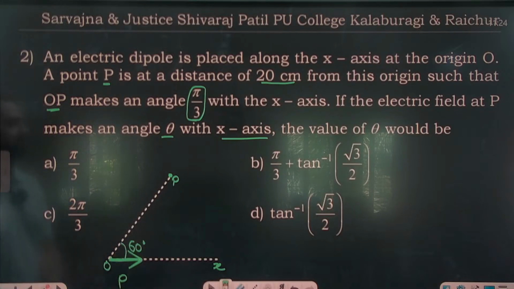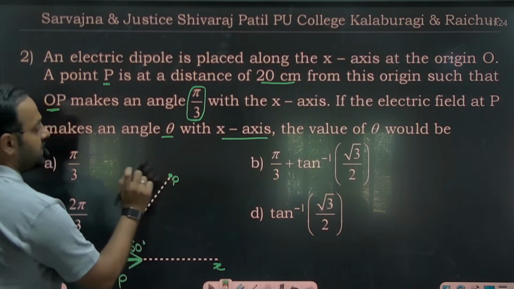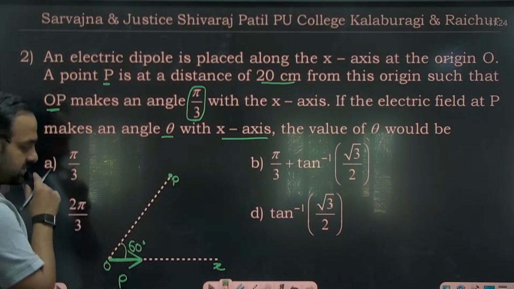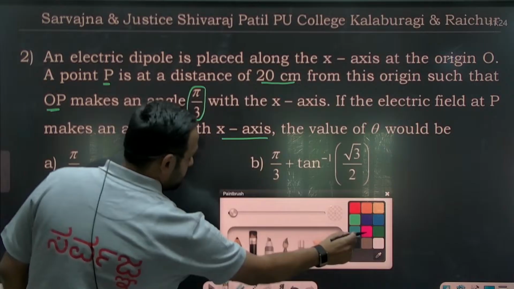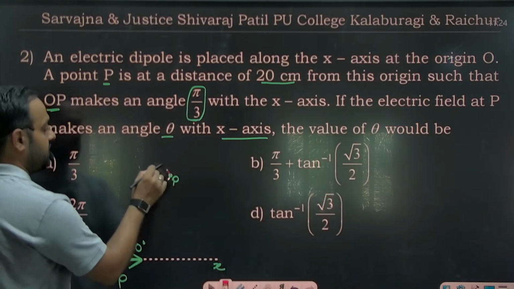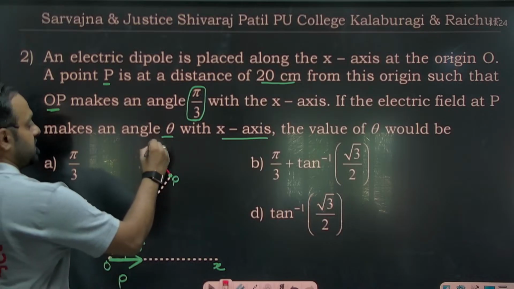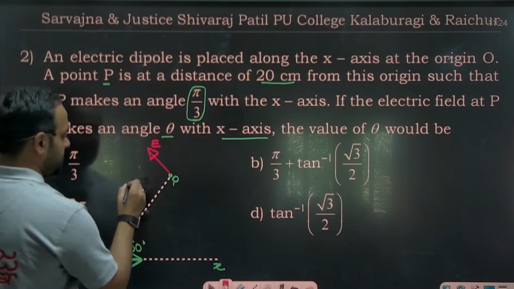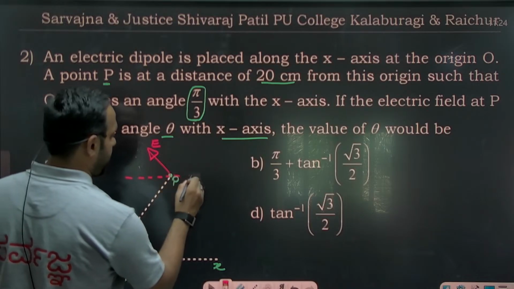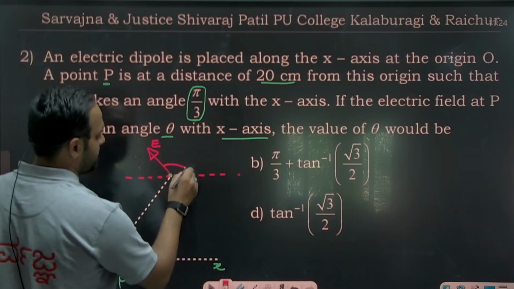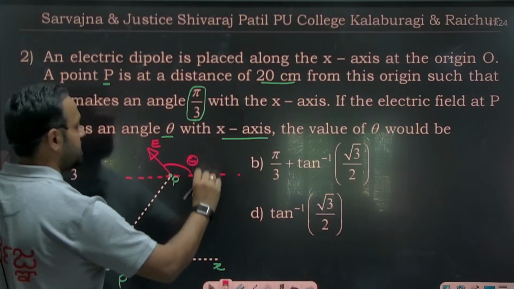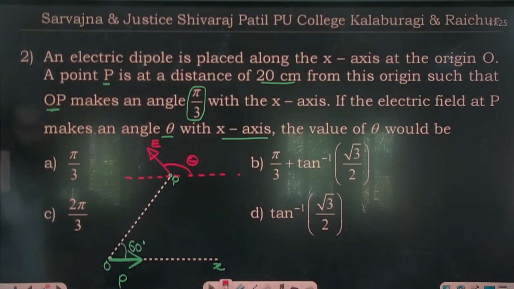60 degree with x-axis. Now at point P, the electric field is making an angle of theta. At point P, the electric field, let's say the electric field is somewhere like this. Okay. So this is the electric field at point P. With x-axis, it is making an angle of how much? It is making an angle of theta. So what is the value of theta?